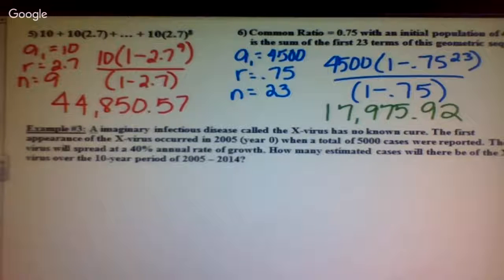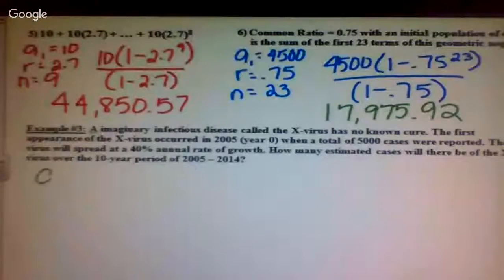Example 3. You have an imaginary infectious disease called the X virus that has no known cure. The first appearance of the X virus occurred in 2005, when a total of 5,000 cases were reported. The virus will spread at a 40% annual rate of growth. How many estimated cases will there be over the 10-year period?